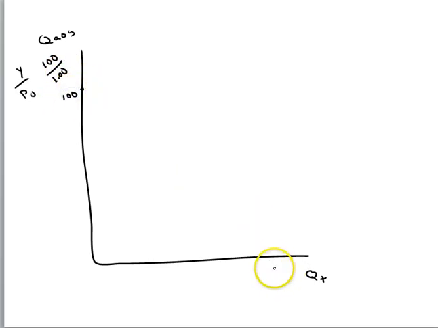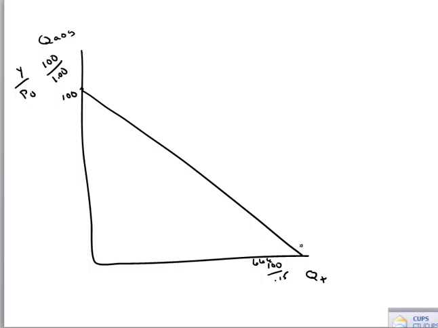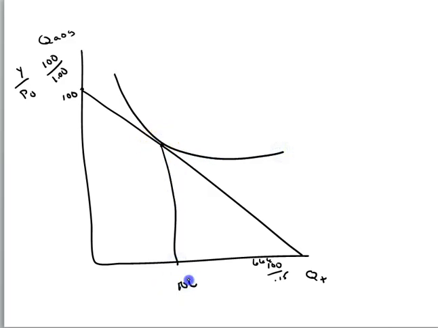Before the price increase for trash, I know that the maximum quantity of trash is 100 divided by 0.15, or a very big number. That's like 666 pounds of trash. And I can graph my budget line. Now, you know from the problem that at these original prices, the consumer demanded in equilibrium 100 pounds of trash.